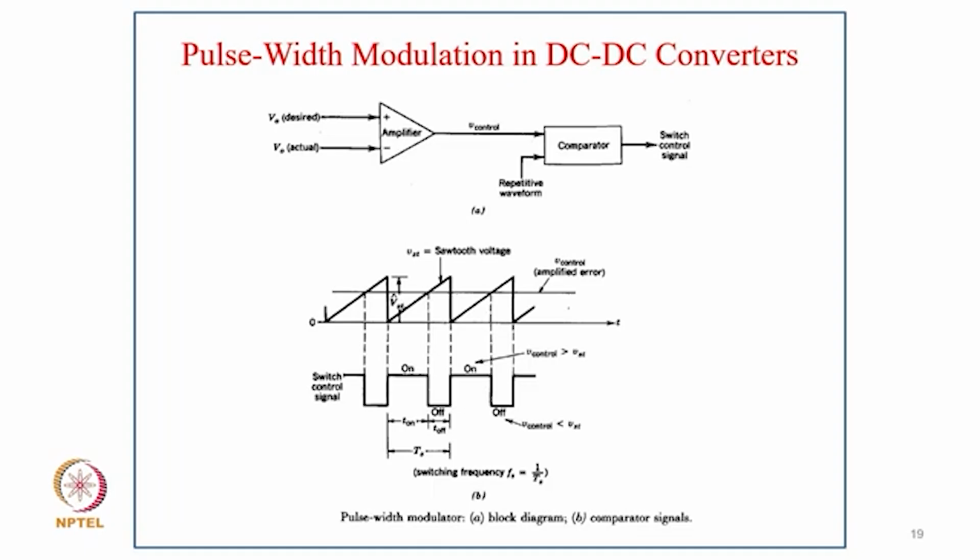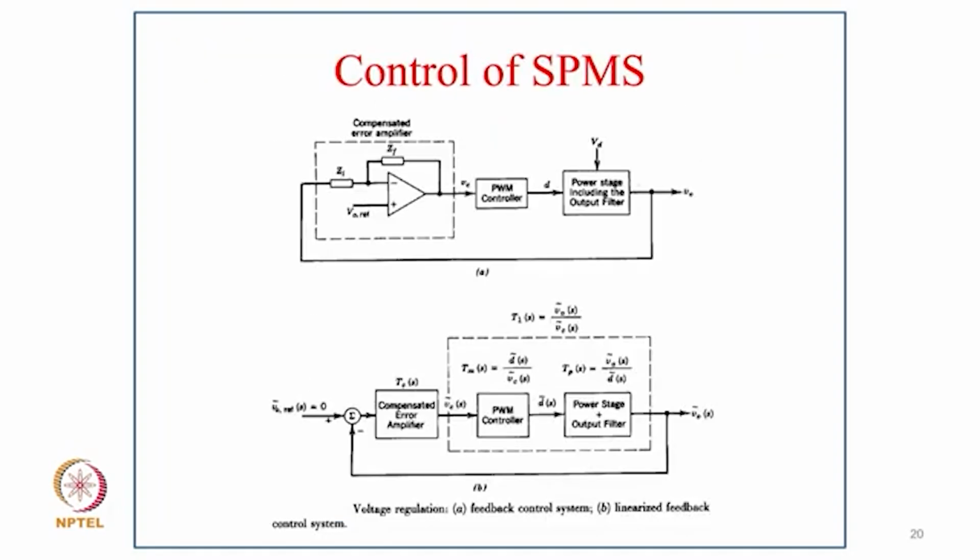Then the control signal is compared with the repetitive waveform like a PWM sawtooth waveform, and then we get a control signal to the switch. As you can see below, the controller output is compared with the sawtooth waveform, and then the gating signal is generated. When your reference signal is more than the sawtooth, the switch is on; for the remaining period, when the sawtooth waveform is higher than the reference voltage, it is made off. So you can see clearly how the control signal at the output is generated.